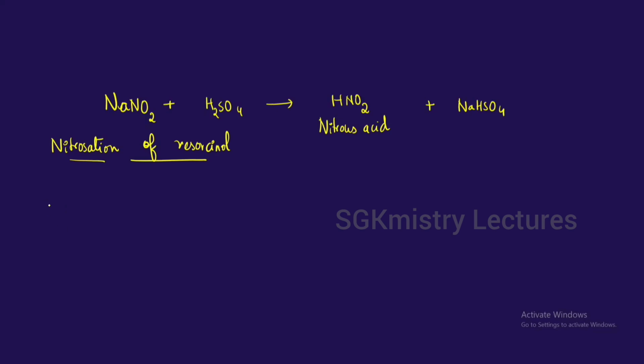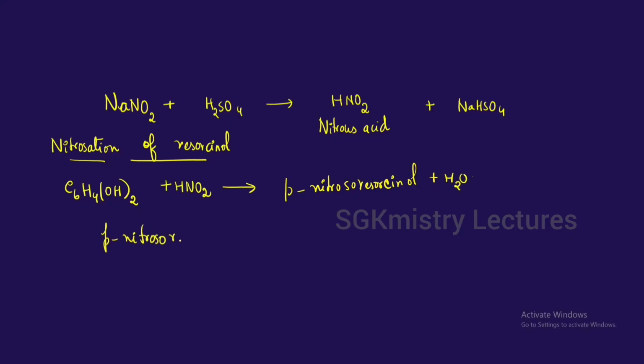So here, during nitrosation, you can see C6H4(OH)2. So this is resorcinol, right? This in the presence of HNO2 gives para-nitroso resorcinol along with water. So para-nitroso resorcinol can also exist as resorcinol quinone monoxide. Okay, so this happens in the presence of concentrated H2SO4.